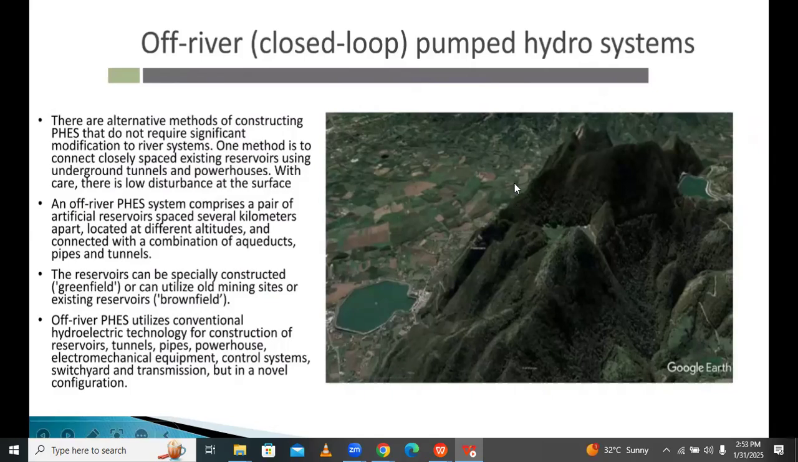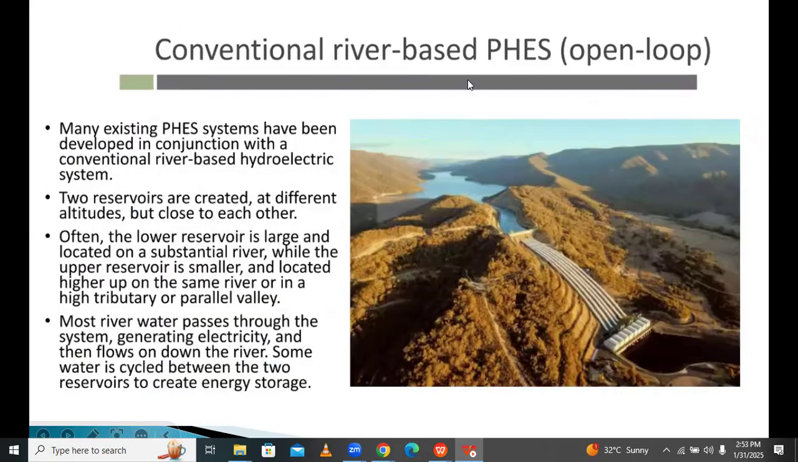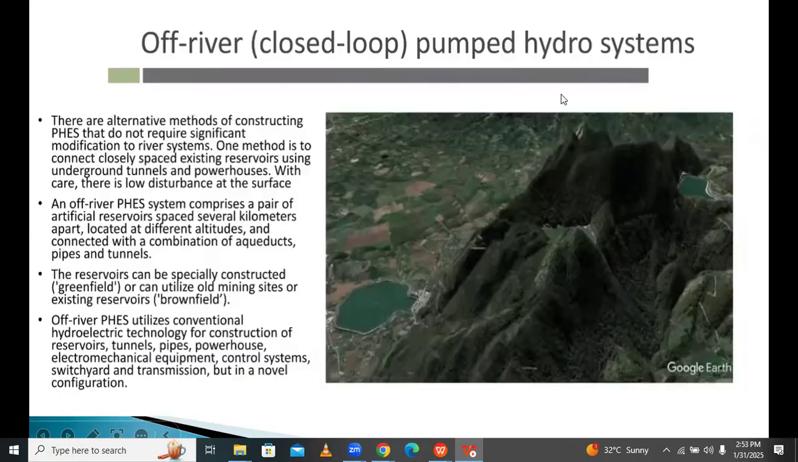Next, off-river PHS utilizes conventional hydroelectric technology for construction of reservoirs, tunnels, pipes, powerhouse, electromechanical equipment, control systems, and transmission. So this is the information regarding off-river pumped hydro storage. This is the concept of pumped hydro storage systems for open loop, that is conventional river based PHS, and off-river closed loop pumped hydro storage systems.